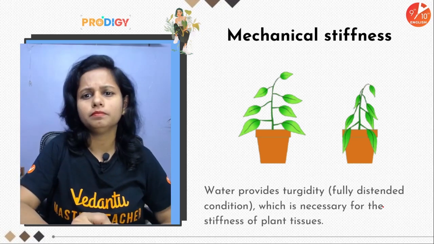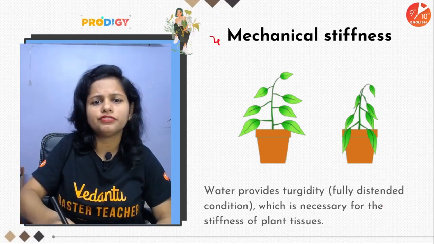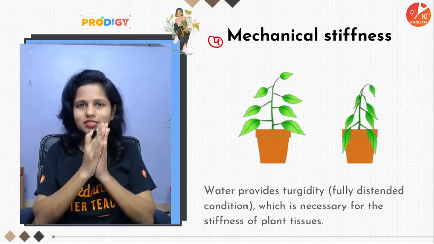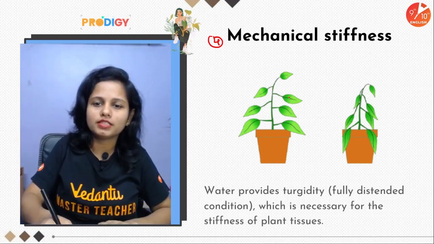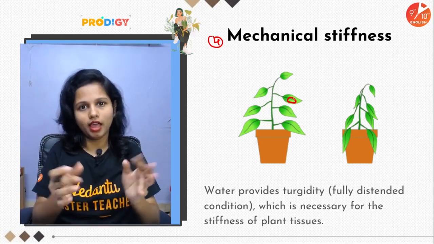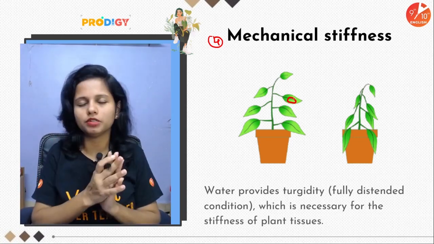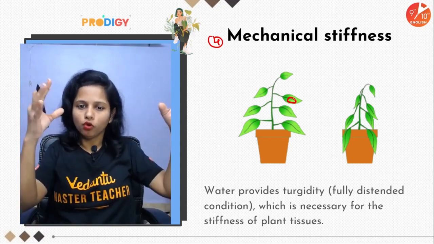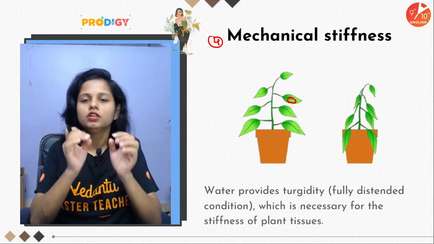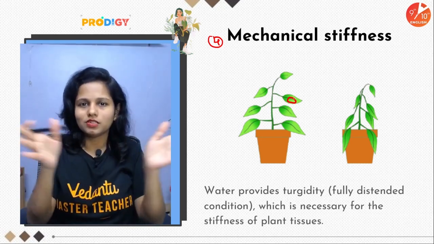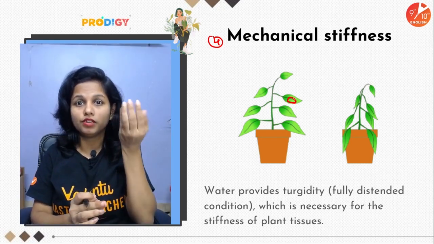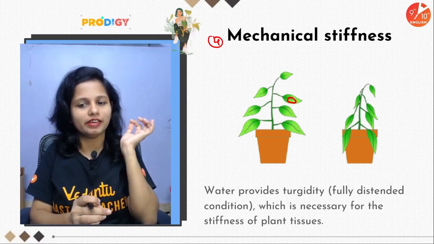And fourthly, mechanical stiffness. Bachcho, when water enters inside the cell, it is stored inside the vacuole, which is the largest cell organelle. It occupies 70 to 90% of the cell's volume. So when water enters inside the vacuole, the swollen cell exerts a pressure on the cell wall, and this makes the plant leaves, or the plant parts, very stiff.